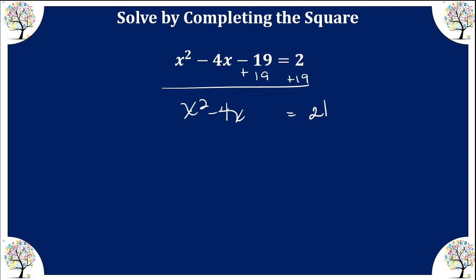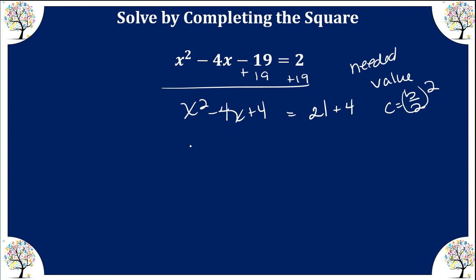Now we are ready to create a perfect square trinomial. So to find the needed value, it comes from taking the b, dividing it by 2, and squaring it. So half of negative 4 is negative 2. Negative 2 squared is positive 4. So since I added a value of 4 to the left, we have to add a value of 4 to the right.